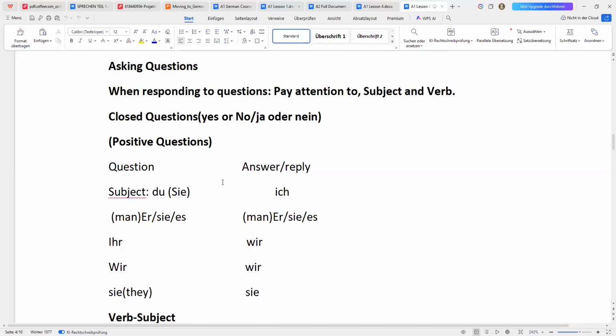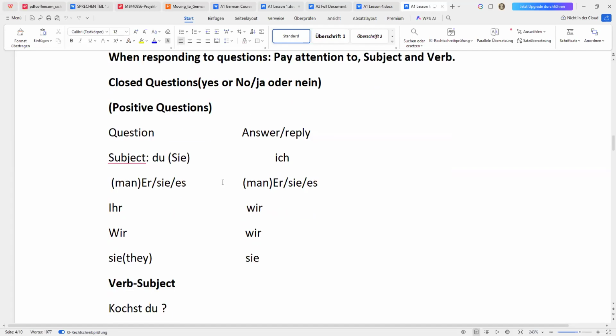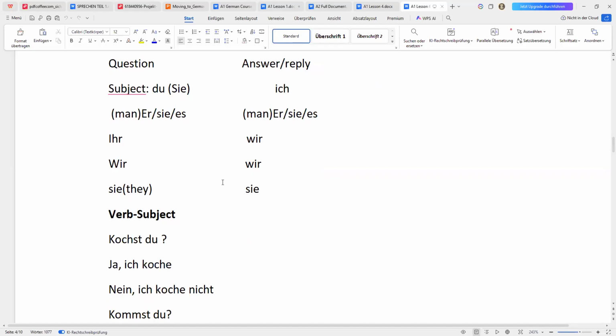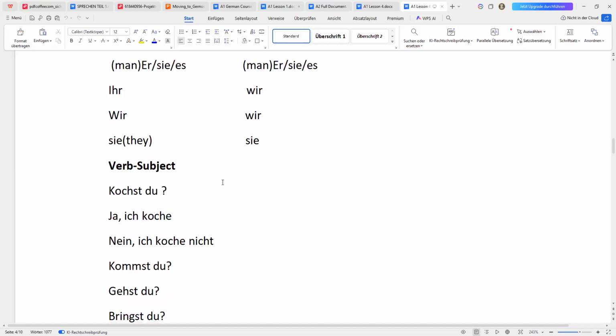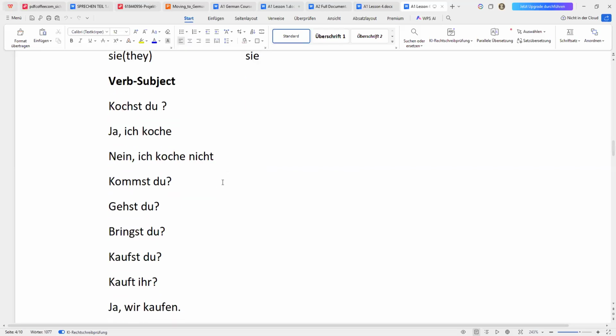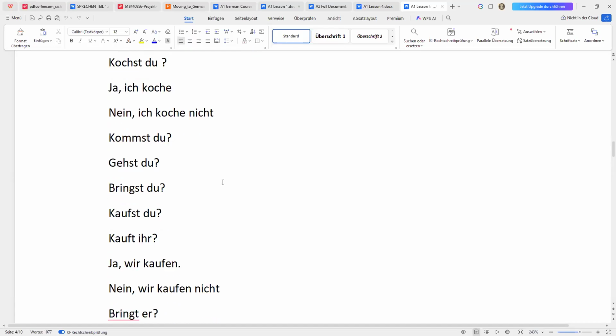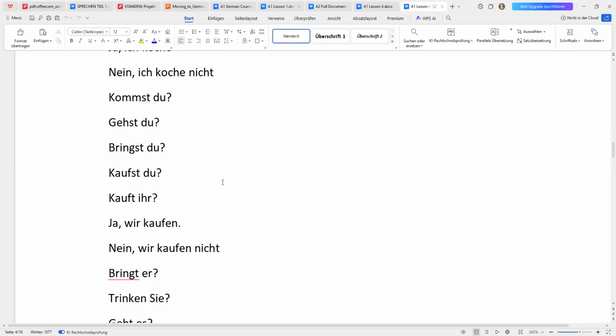So when asking a question in German, you start with the verb and subject, meaning you only interchange the conjugation form. So the verb starts. Kochst du? Ja, ich koche. Nein, ich koche nicht. Kommst du? Ja, ich komme. Nein, ich komme nicht. Gehst du? Ja, ich gehe. Nein, ich gehe nicht. Bringst du? Ja, ich bringe. Nein, ich bringe nicht. Kaufst du? Ja, ich kaufe. Nein, ich kaufe nicht. Kauft ihr? Ja, wir kaufen. Nein, wir kaufen nicht. So, bringt er? Ja, er bringt. Nein, er bringt nicht.